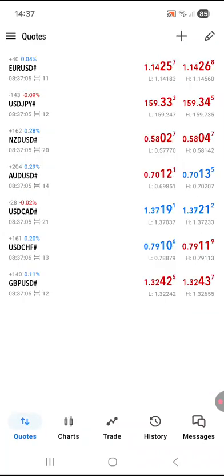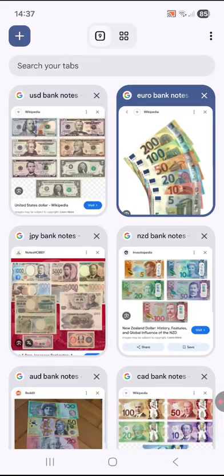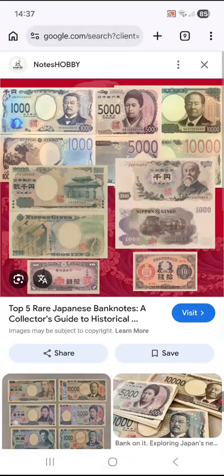Okay, so let's go on to the next one. Let's go United States dollar versus Japanese yen. What does the Japanese yen look like? Well, here's, we did the United States dollar. There's the euro. Here's Japanese yen banknotes. If you go to Japan, this is the money that you use.